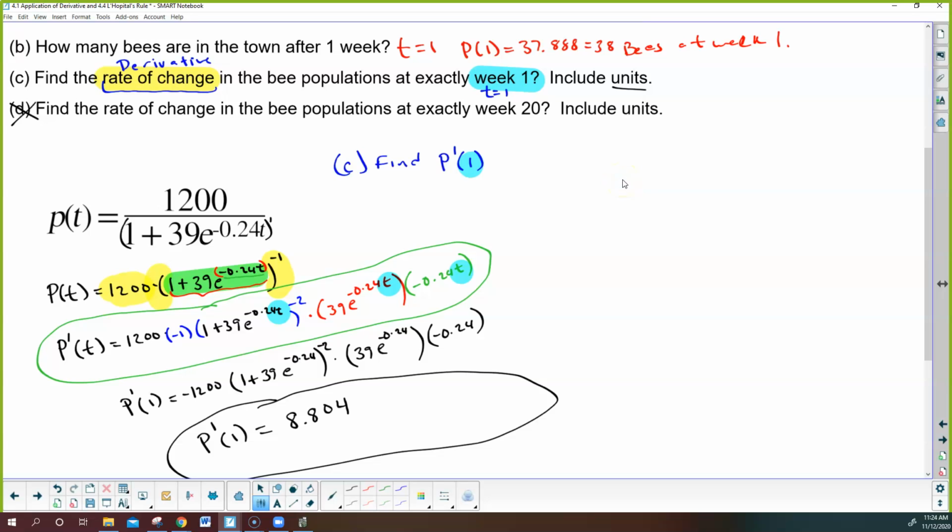Well, we have to go back to what we're kind of looking at. We found the rate of change. So I found the change in the bee population. So I have 8.804 bees per week.